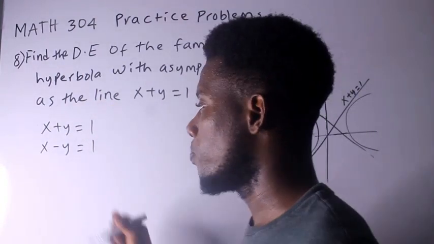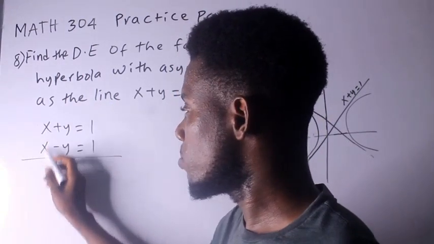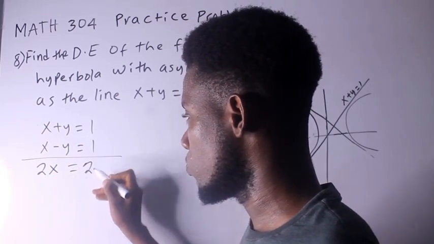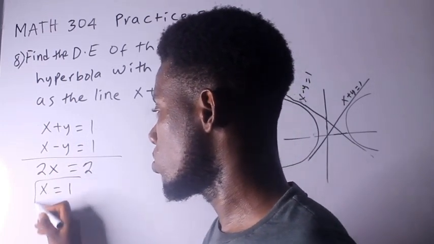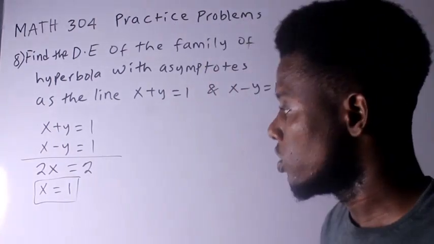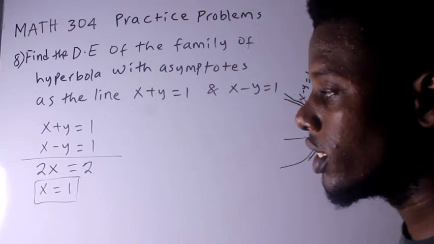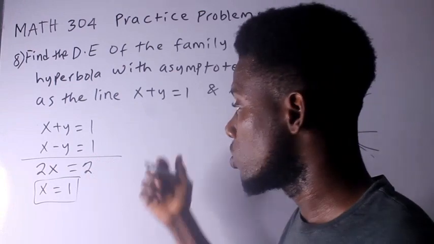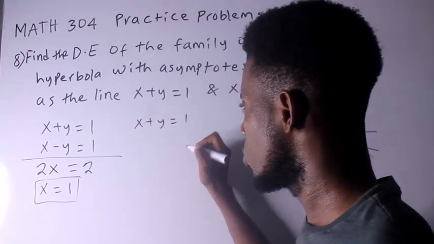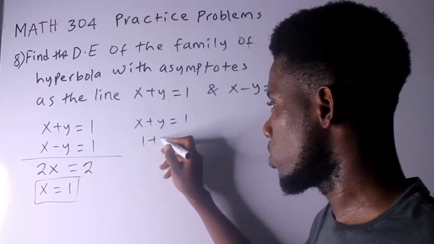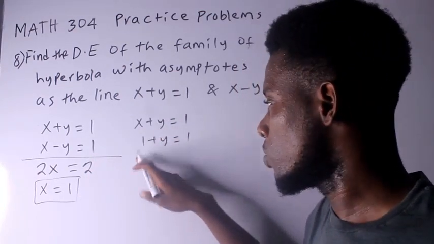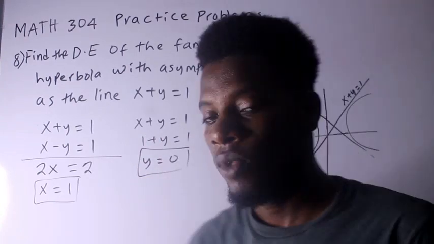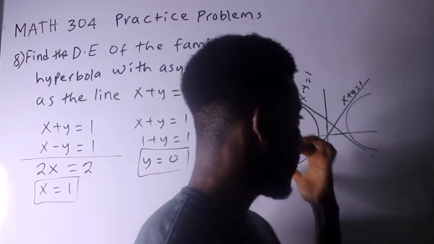So let's find the point of intersection of these two lines. We add x plus x, that's 2x, and then y minus y, that's 0, so equal 1 plus 1, that's 2. If we solve for x, we divide each term by 2, so x will be 1. So x is equal to 1 is the x coordinate of the center. We move on to find the y coordinate by taking any one of these two equations. So we say x plus y equal 1. We replace x with 1, 1 plus y equal 1. To solve for y, we send this 1 across, so y is 0. So x equal 1, y equals 0 is the center of this hyperbola.